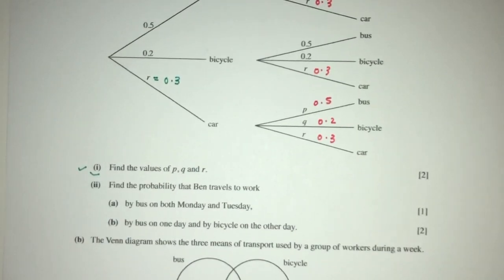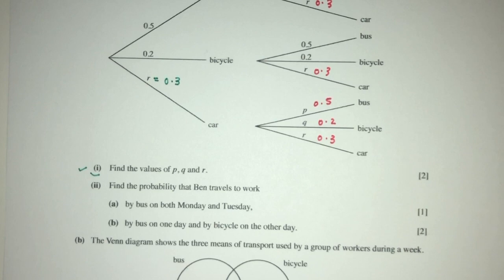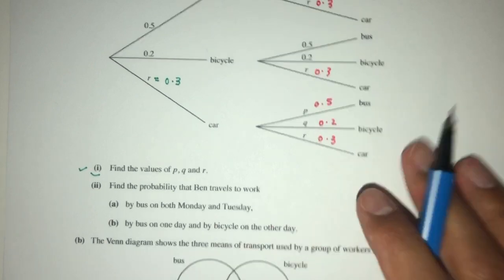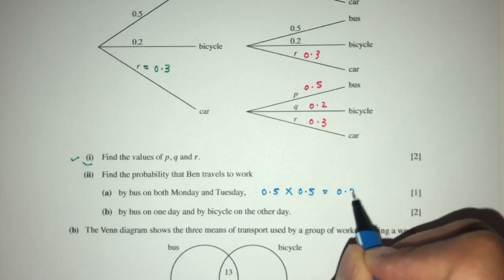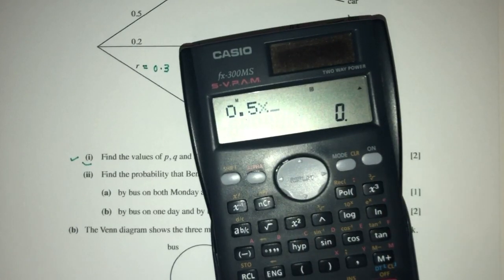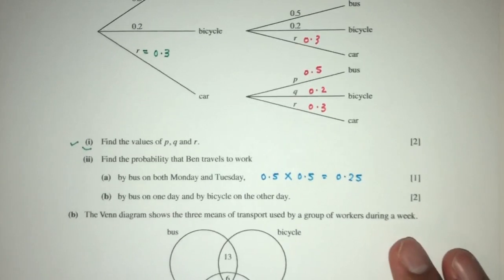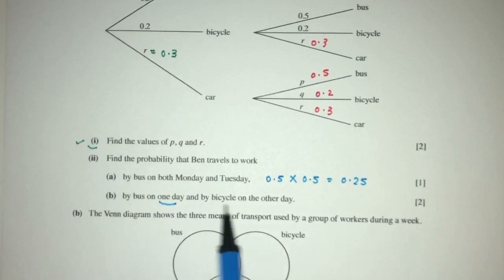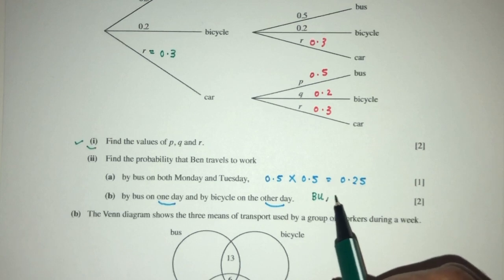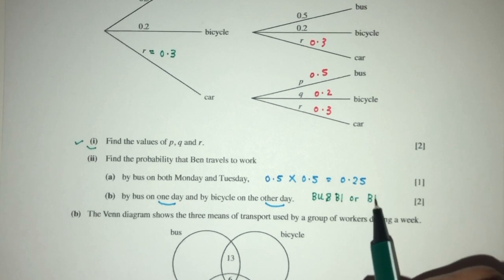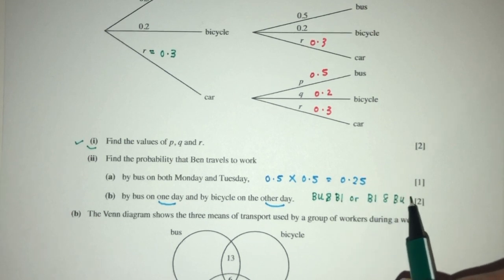Now for part 2, find the chance that Ben travels to work by a bus on Monday and Tuesday. So bus and bus. So bus and bus will be 0.5 times 0.5 according to the tree diagram. That should be 0.25. We can check. That is part A. Now for part 2, by a bus on one day and by bike on the other day. So it could be, by logic, bus and bike, or could be bike and bus. That's the main idea behind this.